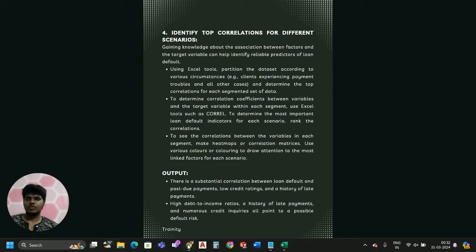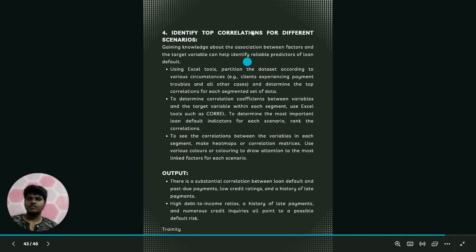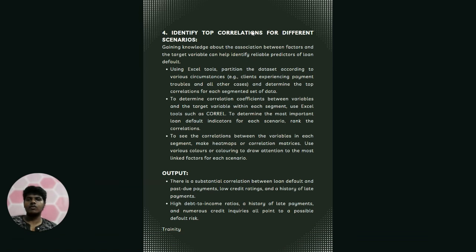Coming to the report, by doing this analysis I found out that loan default is significantly correlated with past due payments, low credit scores and a history of late payments. High debt to income ratios and a high volume of credit inquiries all suggest a potential default risk. In different market segments, credit ratings, debt to income ratios and past payment habits are all reliable indicators of loan default.